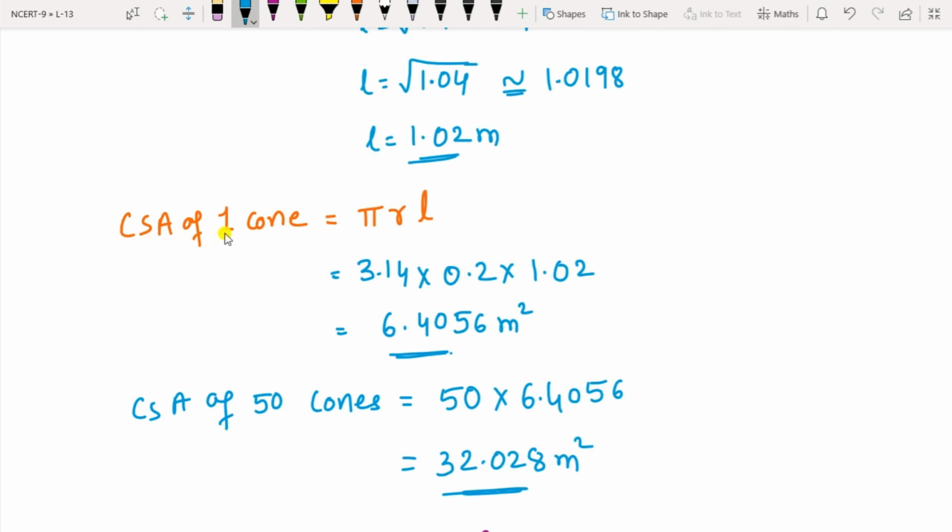Now curved surface area of one cone is pi RL. It has to be painted from outside, so it is curved surface area. Pi you need to take as 3.14, R is 0.2, L is 1.02. So it becomes 0.64056 meters square. That is the curved surface area for one cone. So curved surface for 50 cones will be 50 into 0.64056, which is 32.028 meters square.